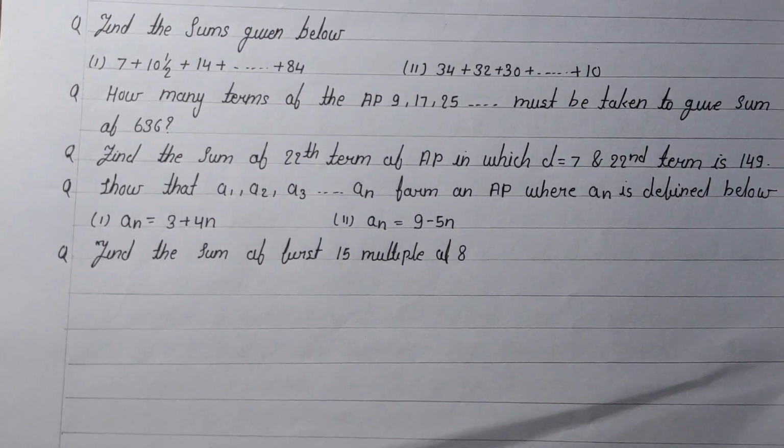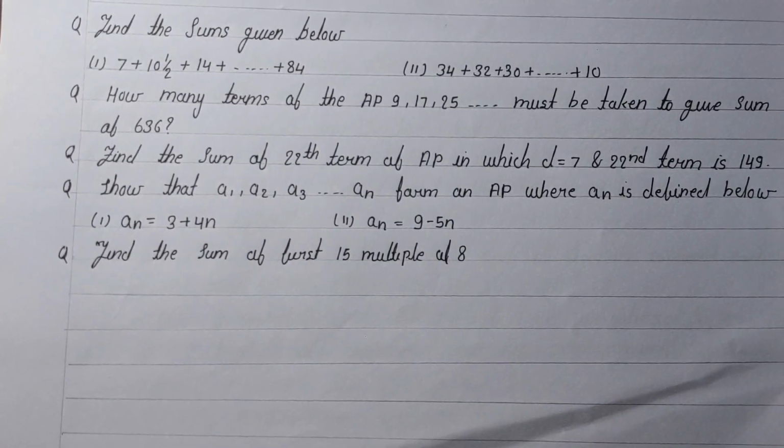Next, how many terms of the AP 9, 17, 25 must be taken to give a sum of 636? Next, find the sum of the first 22 terms of an AP in which d is equal to 7 and the 22nd term is 149.